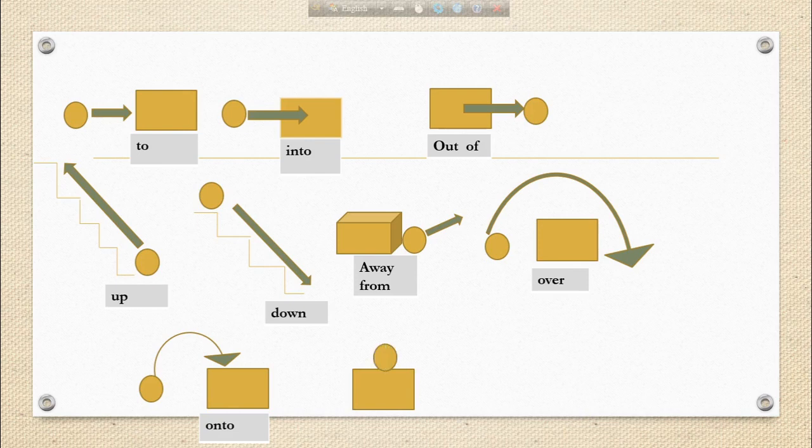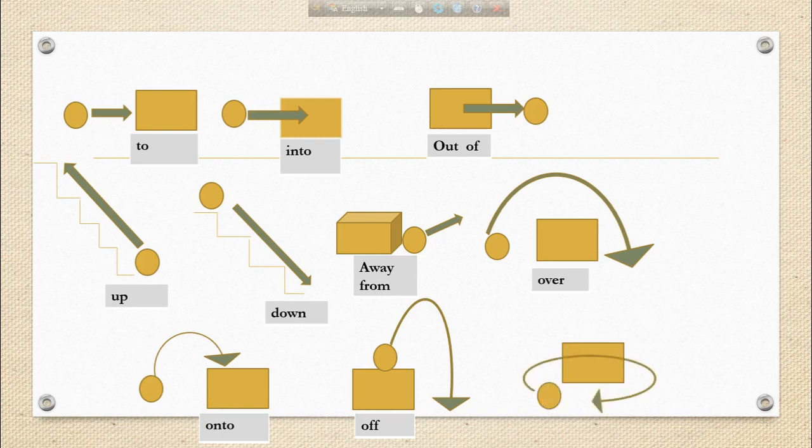This is a surface and something goes down from the surface. This time we use the preposition off. He got off the train. He got off the bus, and so on. This ball is moving encircling the box. This time we use the preposition around. The ball is moving around the box.